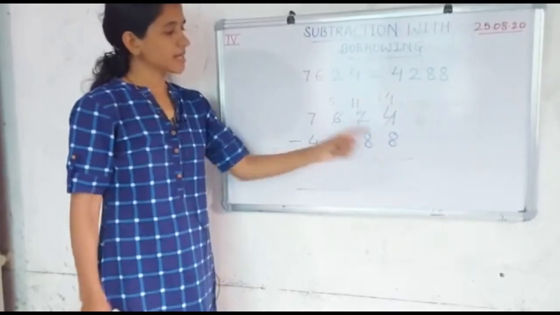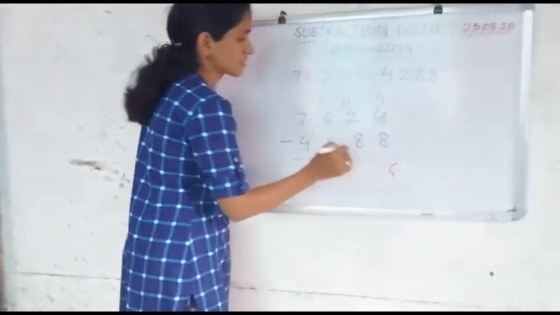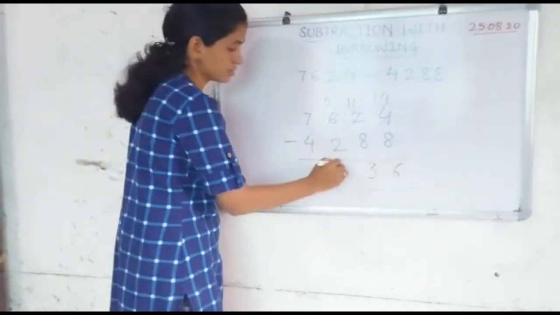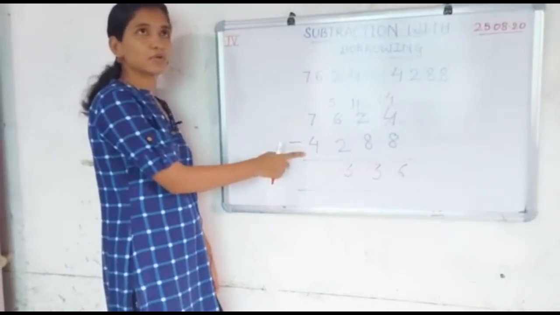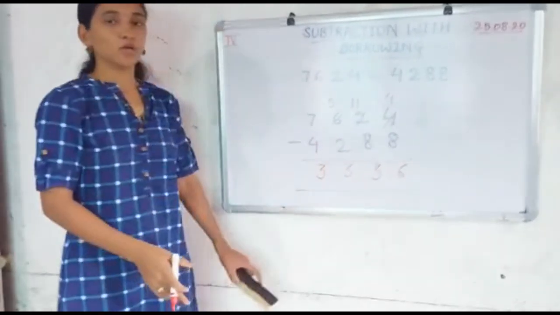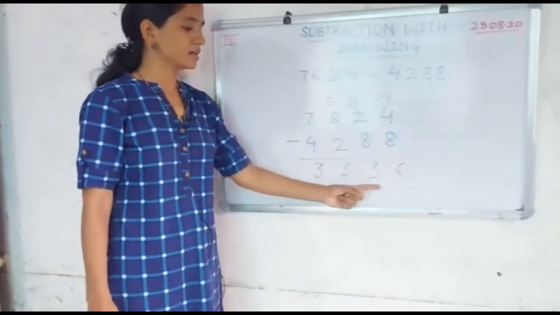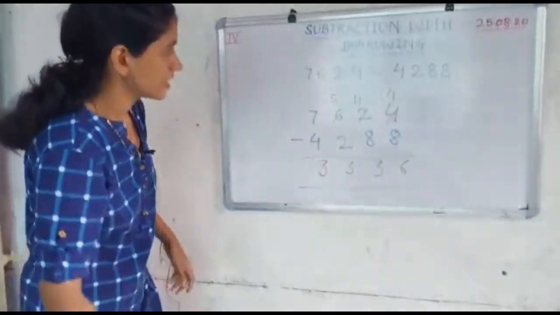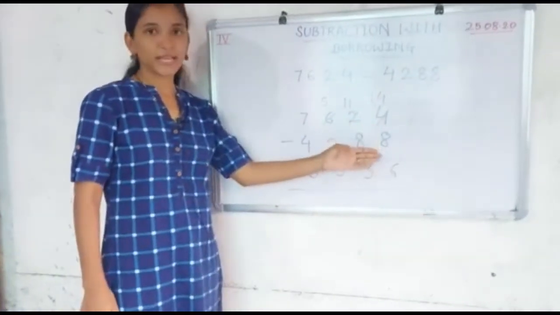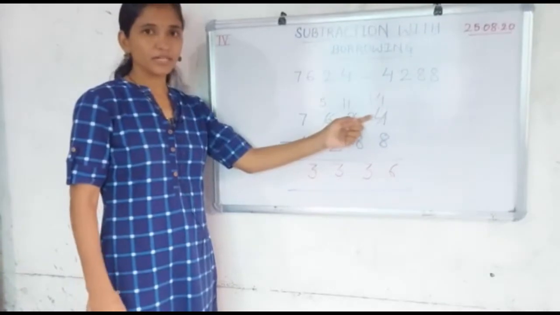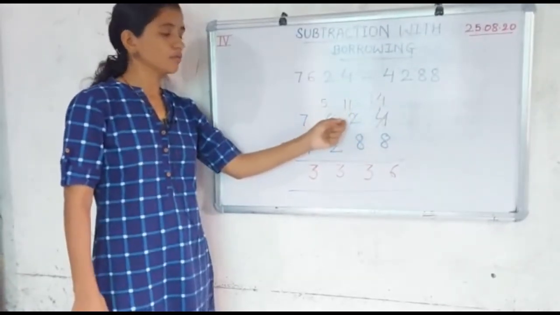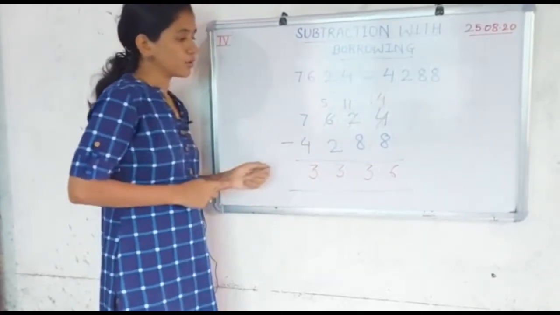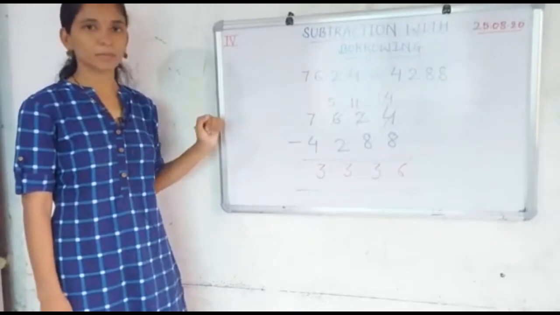See, 14 minus 8, 6. 11 minus 8, 3. 5 minus 2, again 3. And 7 minus 4, 3. So the answer is 3336. Here what did all these numbers do? They did not have a proper number so that they could subtract. So what did they do? They borrowed one number from the number sitting next to them. So by borrowing, they solved this subtraction problem.